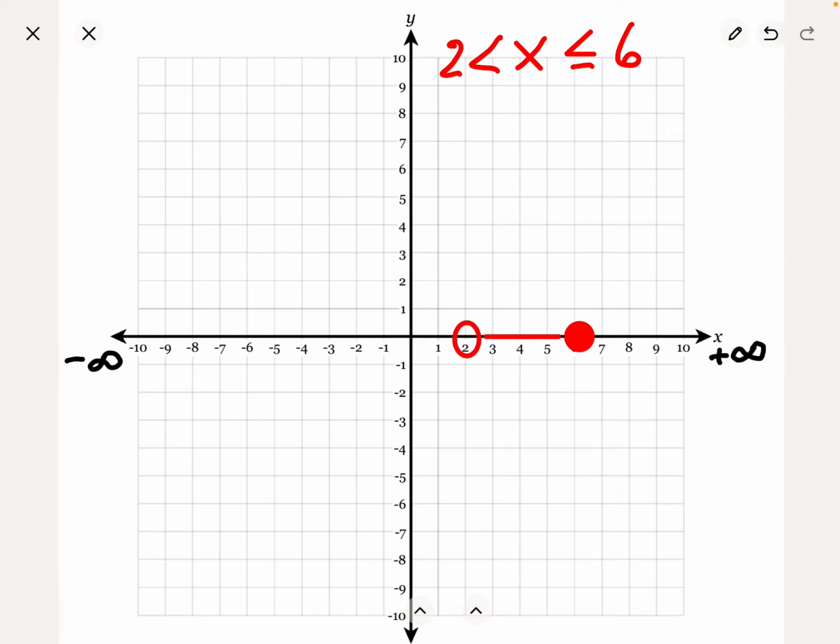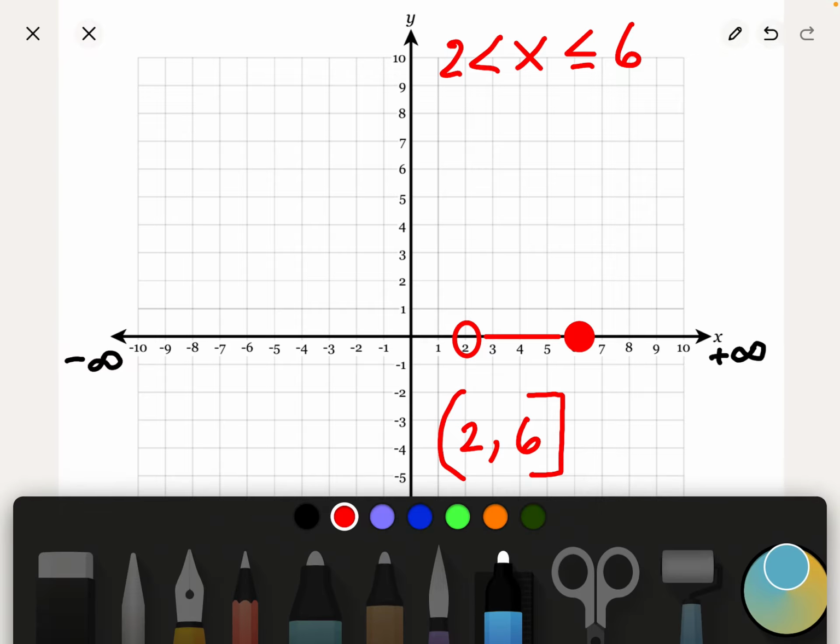Now for the interval notation, it's kind of similar to what we were doing. It's going to be 2, comma 6. And since we are not including the 2, we're going to use parentheses. And because we are including the 6, we're going to use a bracket. So that's what it would look like. x is greater than 2, but less than or equal to 6. All right, so I want to do one more.